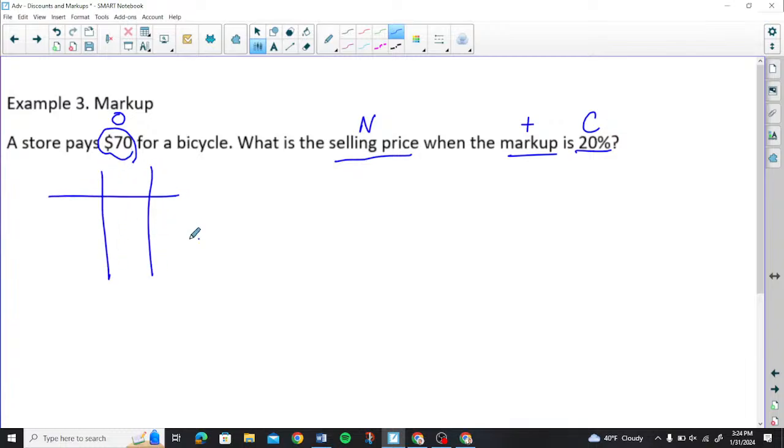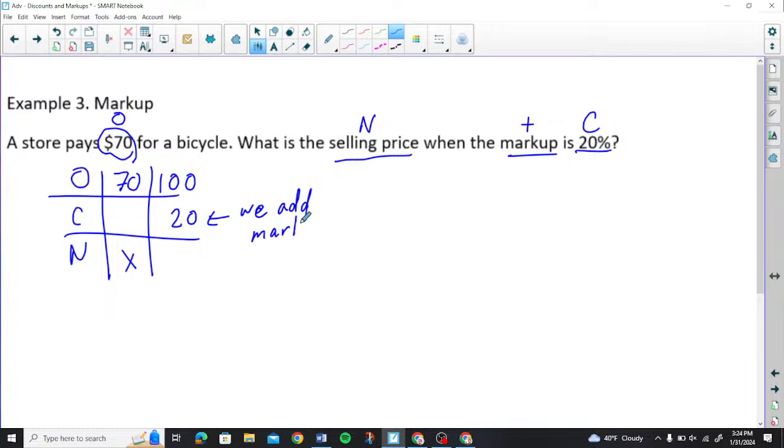So here we go. Original, change, and new. Original is 70. We don't know the new price. Original percentage is always 100, and then we have a 20% markup. This time we add, because we always add our markups. So 100 plus 20 is 120.